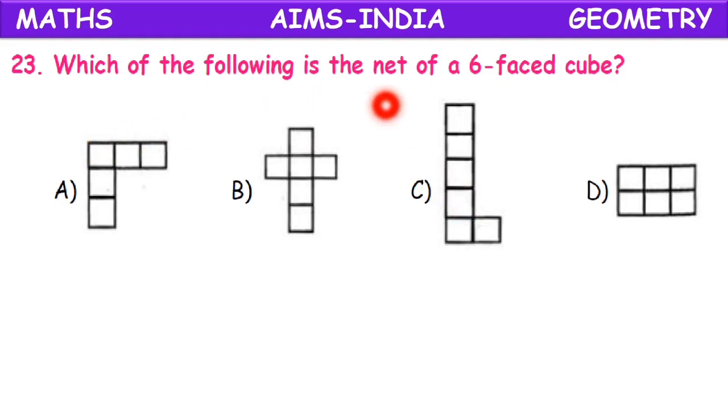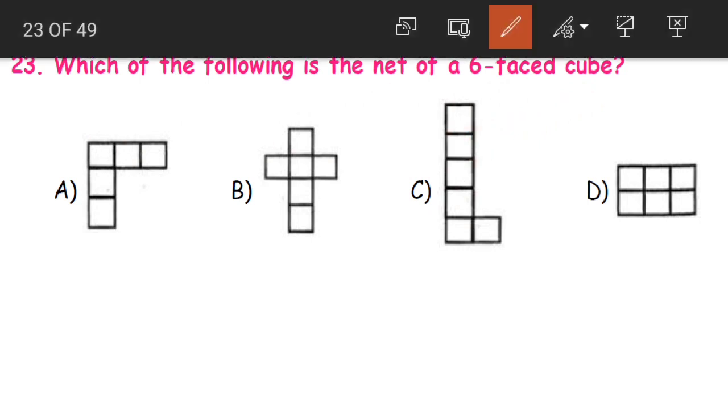Question 23. Which of the following is the net of a six-faced cube? So what do we want here? We want a six-faced cube. Net is like a paper pattern. When we fold it, we should get a six-faced cube.